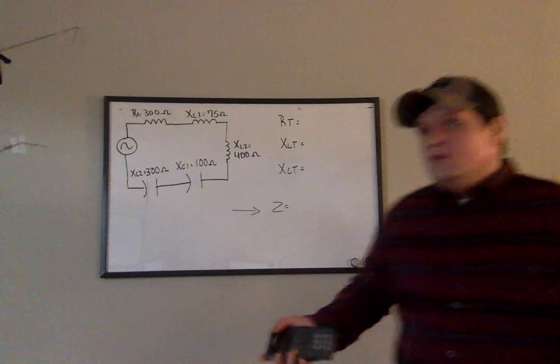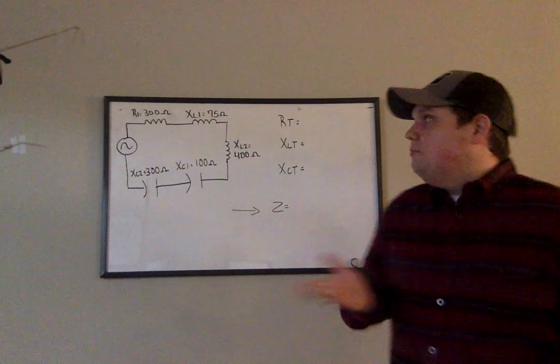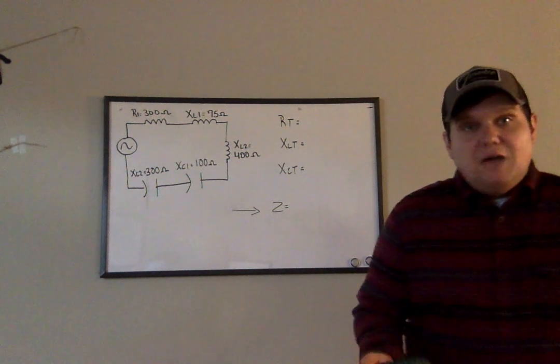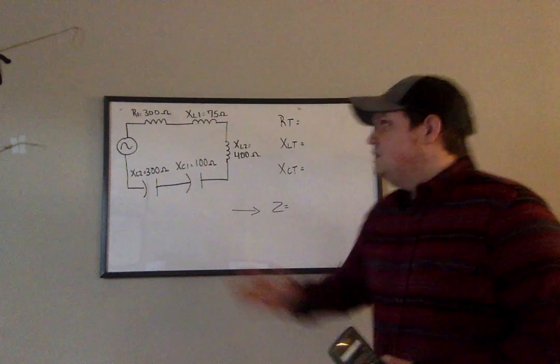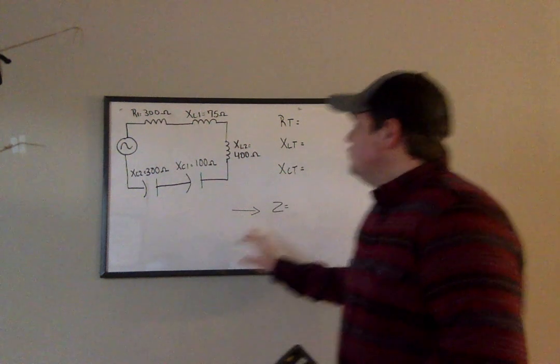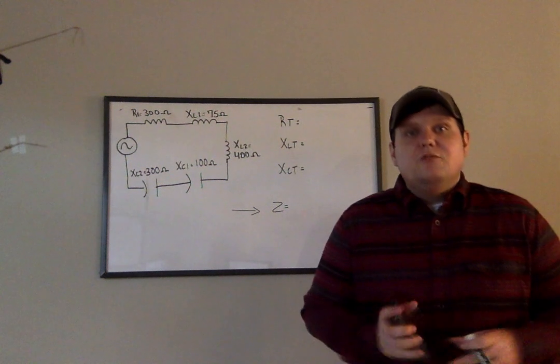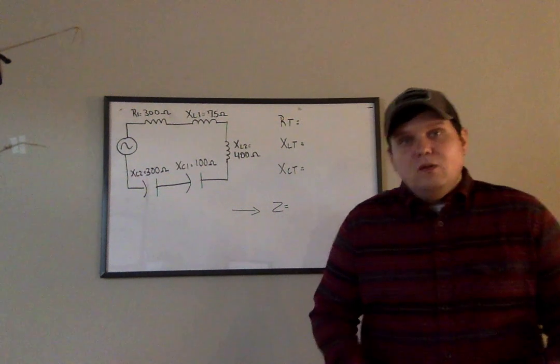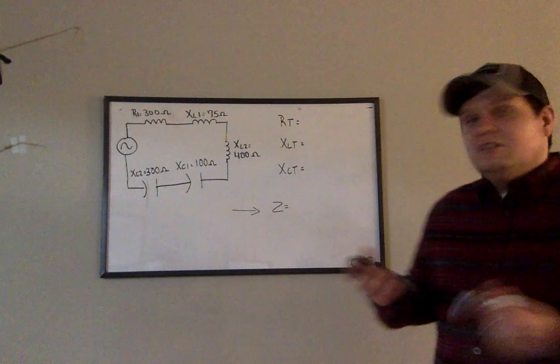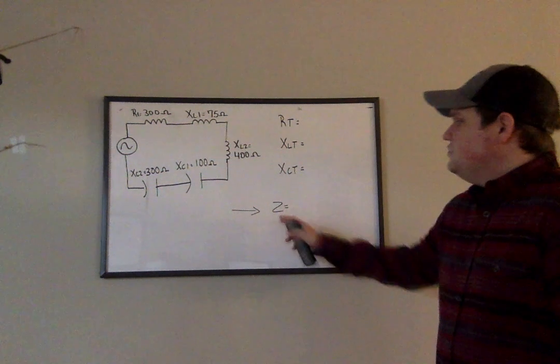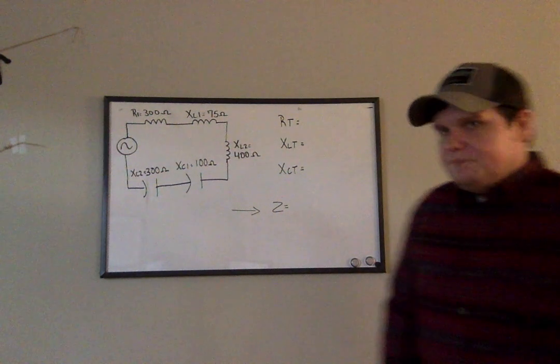So maybe I give you a circuit and you have to come up with a couple of these values. That's fine. But once you find these values, then you'll be able to solve for Z. And we'll get into the more complex stuff later. But for now, let's just start out with finding some of our totals. So we're starting out with impedance.